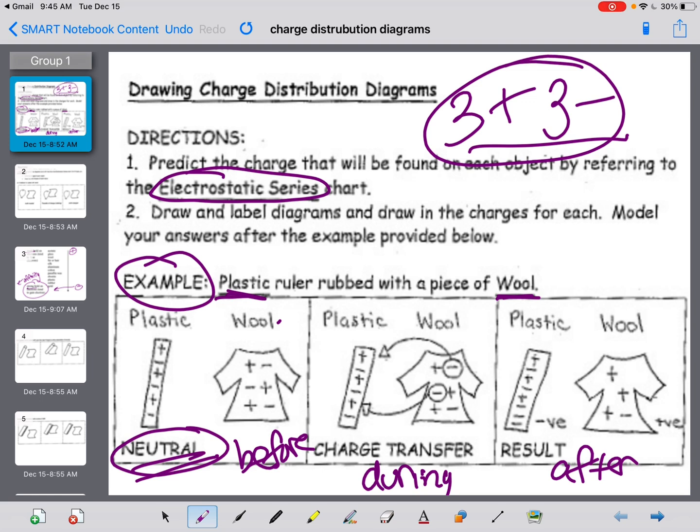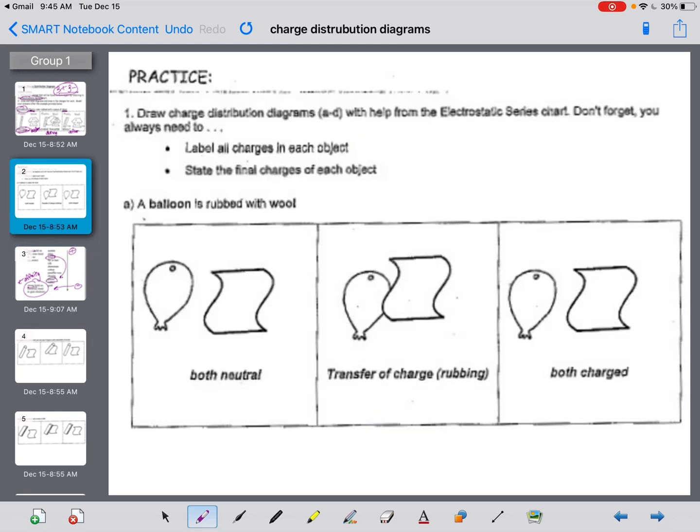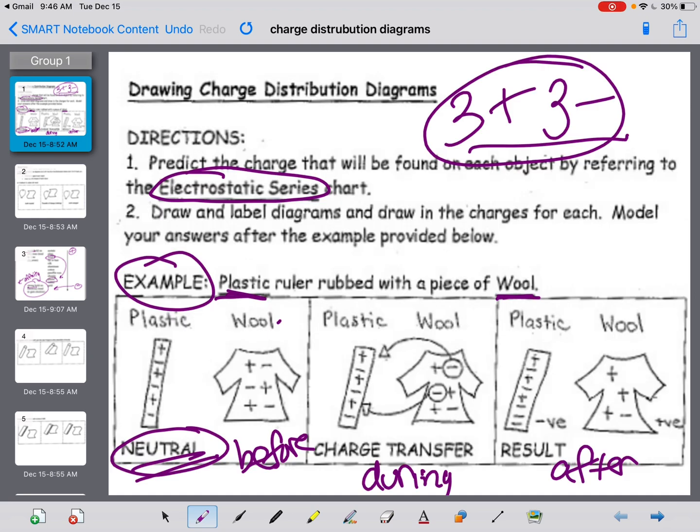Okay, so the reason why wool is losing and plastic is gaining has to do with this right here. So here is wool and here is plastic. The wool is going to be losing, the plastic is going to be gaining, and that's exactly what's being shown here. So the end result is the plastic has now 2 additional negative symbols, and the wool has lost those 2 symbols. So the plastic has a negative charge and the wool has a positive charge. So you start off being neutral, you have a transfer, and then the end result is the charge.